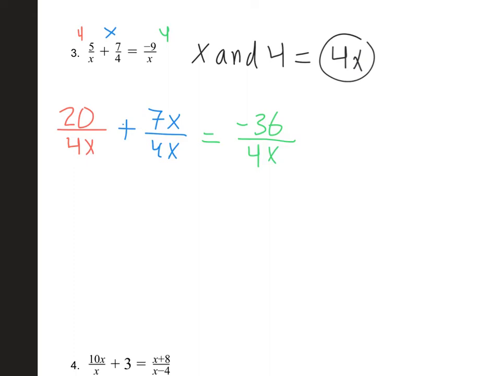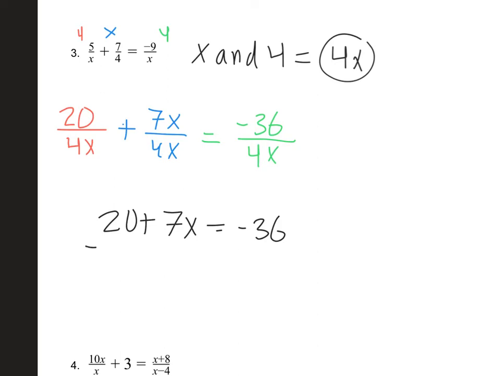We have all common denominators, so they become obsolete, right? We don't need them anymore. They're all the same. They're never going to change. They're never going to differ from each other, so they become obsolete. So I can get rid of them all and just solve the numerators. So 20 plus 7x equals negative 36. Right? Then I can solve.